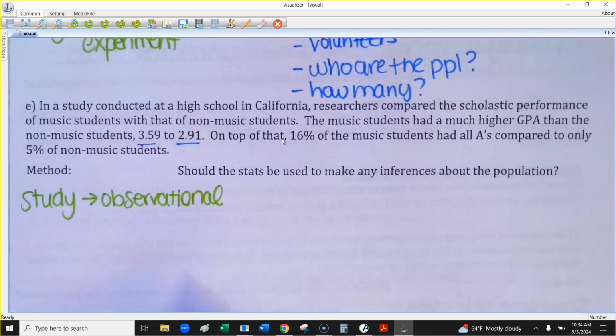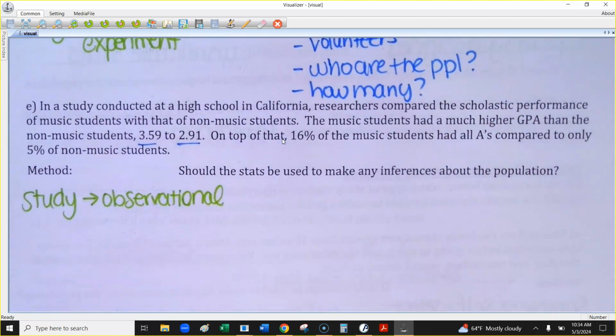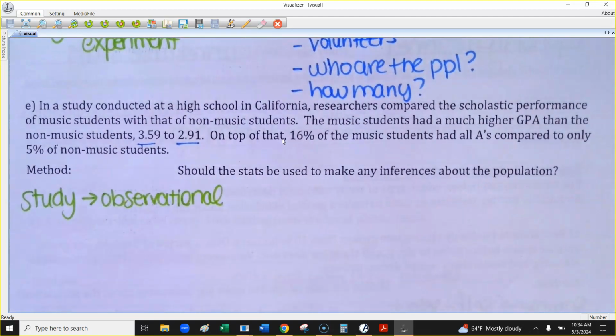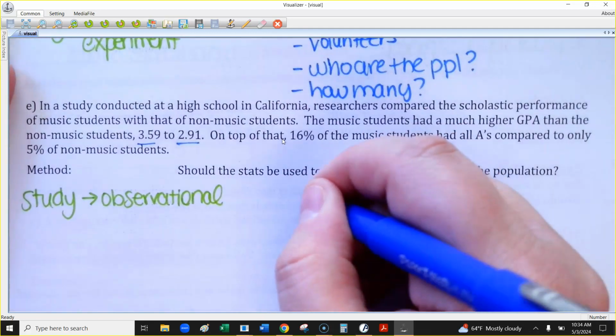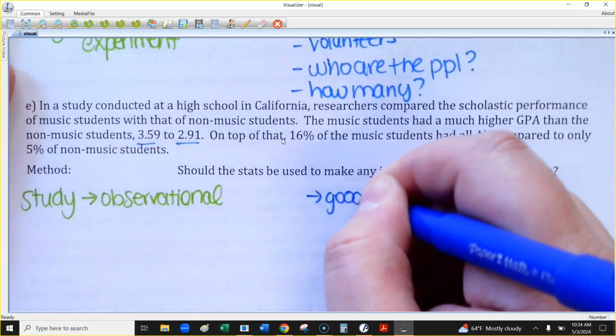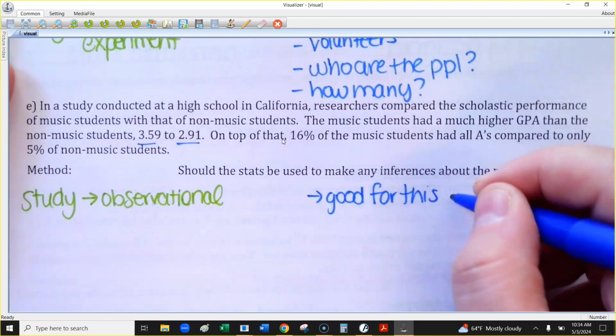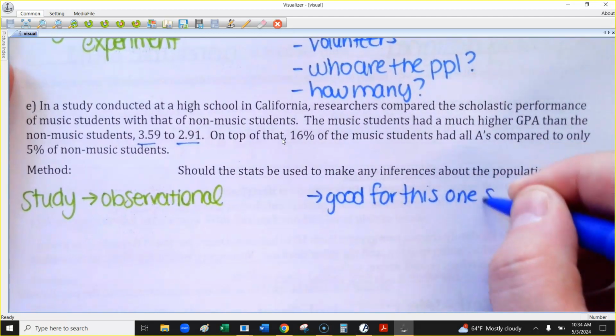Well, I'm thinking they're literally taking the whole state of California, every kid, and comparing. Are they doing it just at one high school? Oh, it is one high school. Okay. The music program literally has like 30 kids. Yeah, exactly. This could be good for this one school.